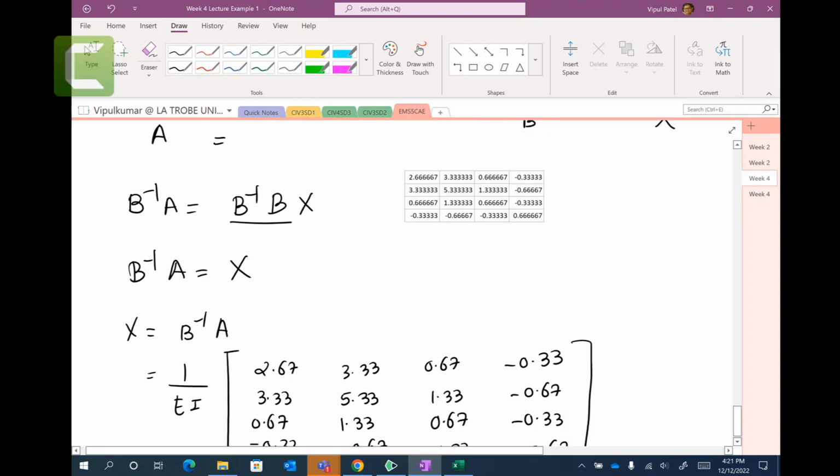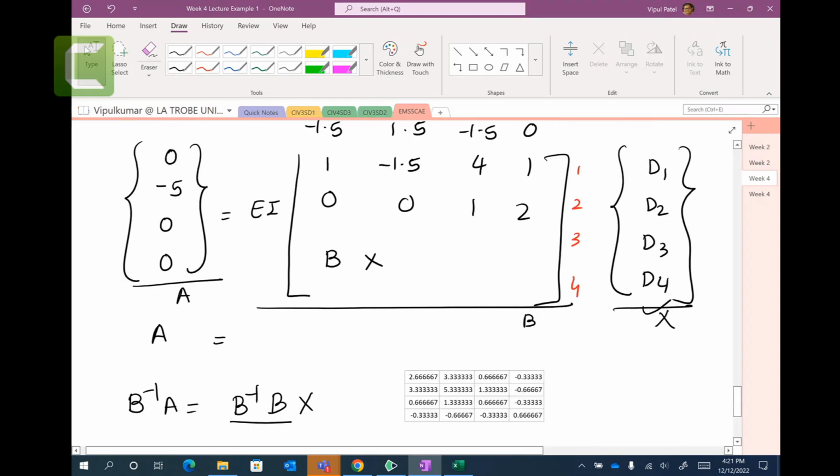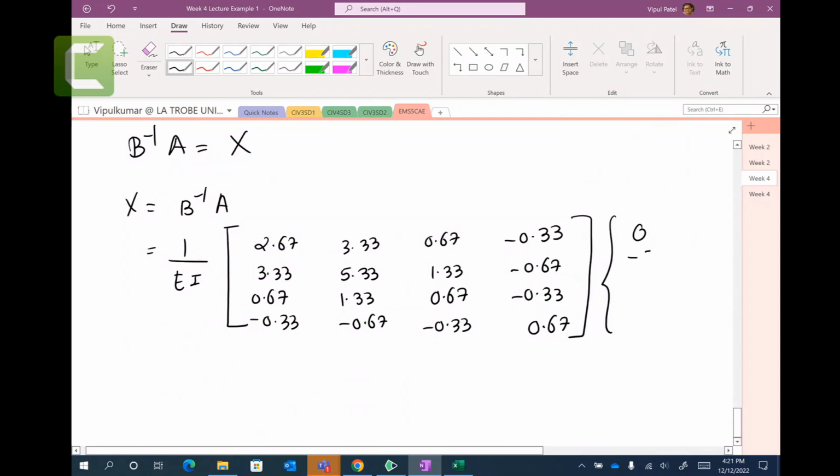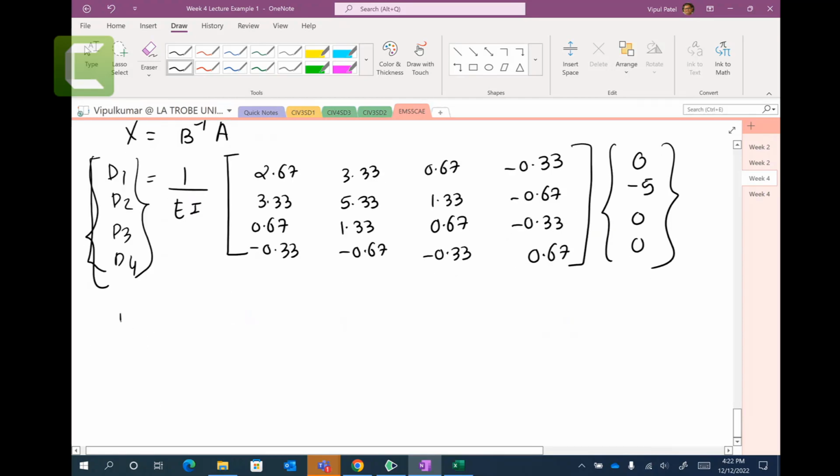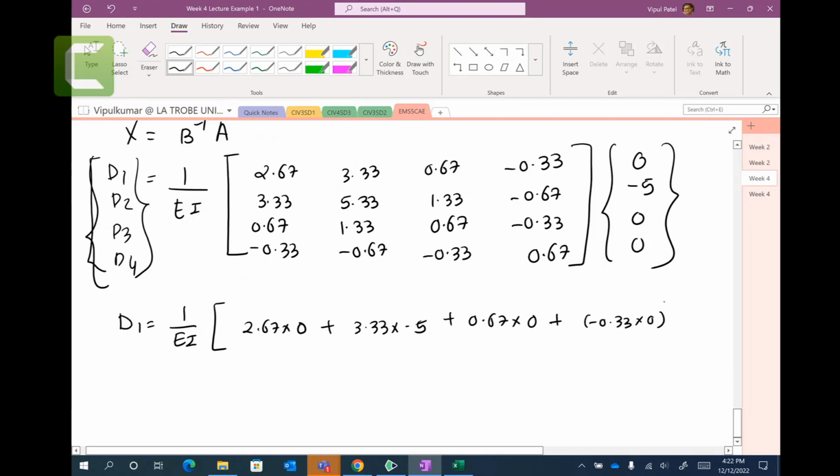Okay, so that is your B inverse, and the A matrix is this: 0, minus 5, 0, 0. And this is your X matrix, sorry, vector D1, D2, D3, and D4. So if I want to get D1, it equals 1 over EI times 2.67 times 0 plus 3.33 times minus 5 plus 0.67 times 0 plus minus 0.33 times 0. So I just multiplied the rows and columns.